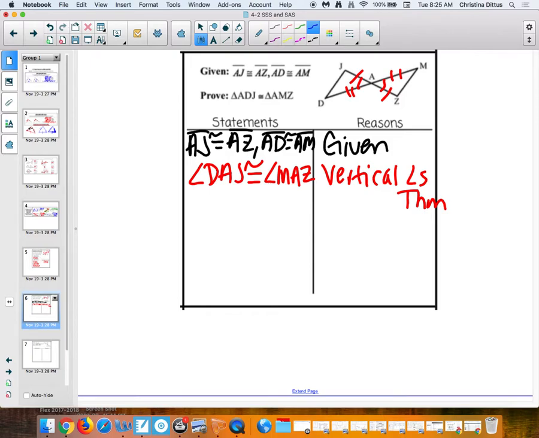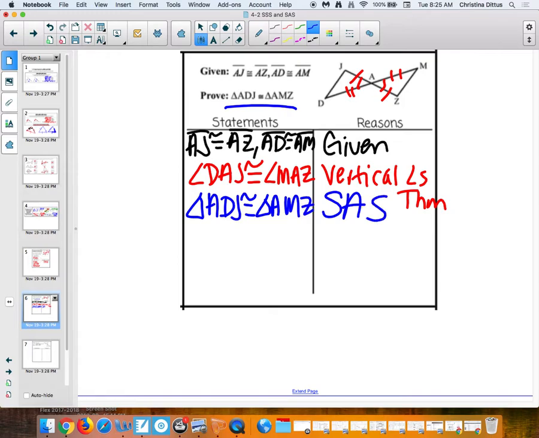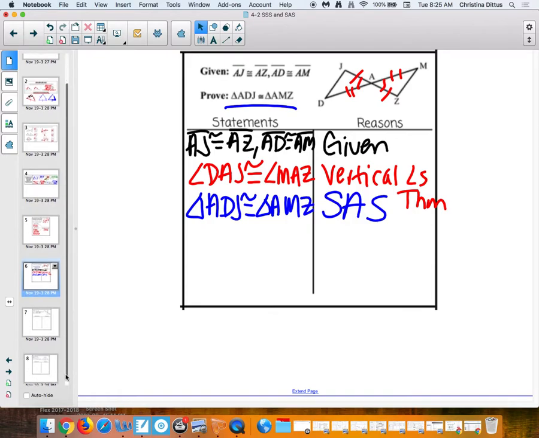What else do I need to do? I can go straight to my little proof thing because I got SAS. So triangle ADJ is congruent to triangle AMZ. And I'm going to put what for a reason? SAS. Look at that, three lines. That's not bad, right?